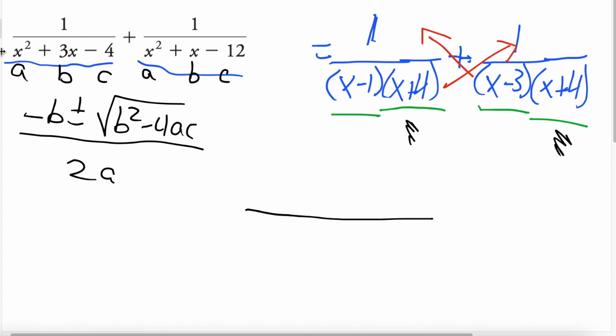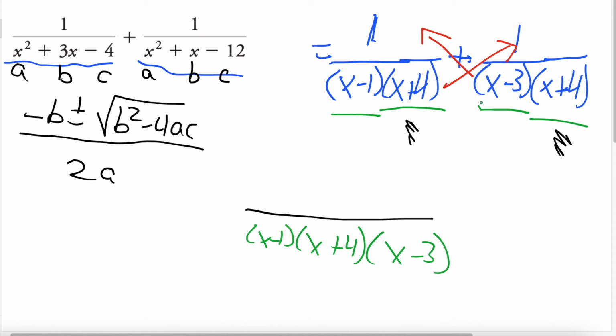Ultimately, what our denominator is going to look like in totality is this: we're going to have x minus 1, x plus 4, and then x minus 3. The reason we don't include x plus 4 twice is because x plus 4 is already on both sides, so we don't have to do that.